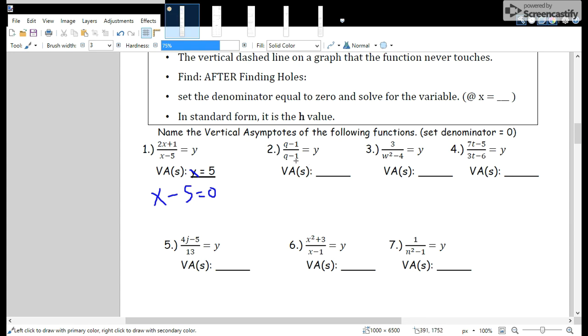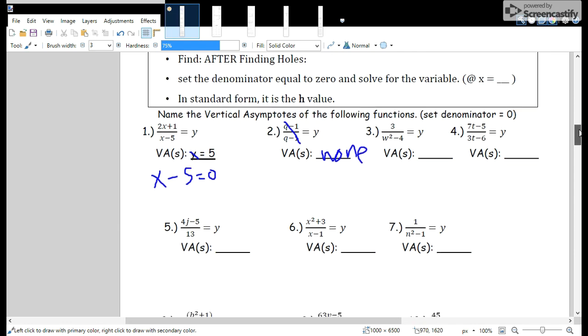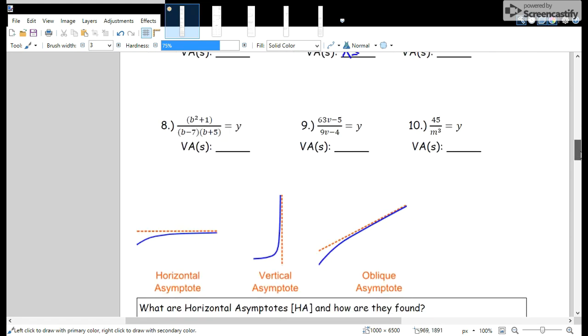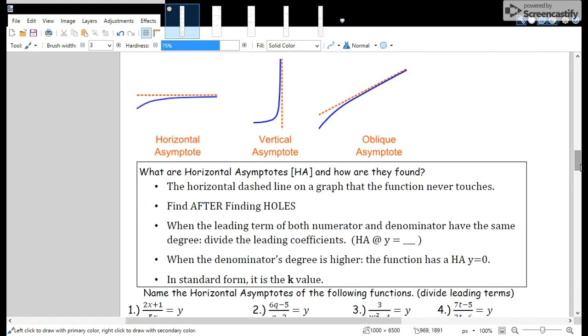Let's look at the next one. On this one, these would cancel out, so there's none here. There is a hole at q equals 1, though. Do the rest of these vertical asymptotes. Again, set the denominator equal to 0, and the vertical asymptotes would be at x equals some number. Let's look at the next page.